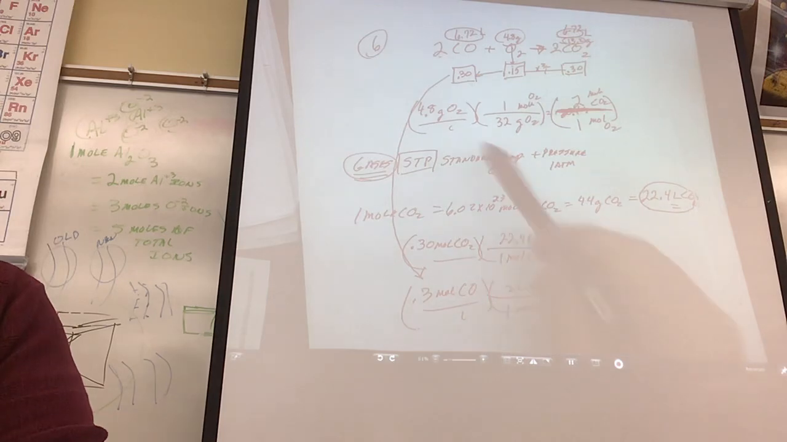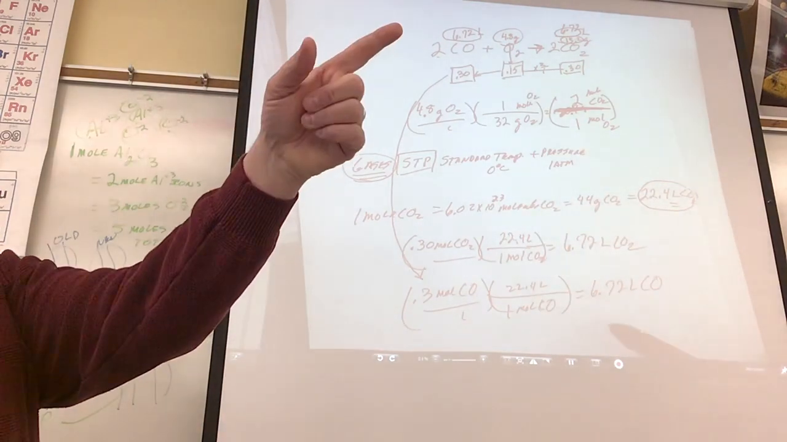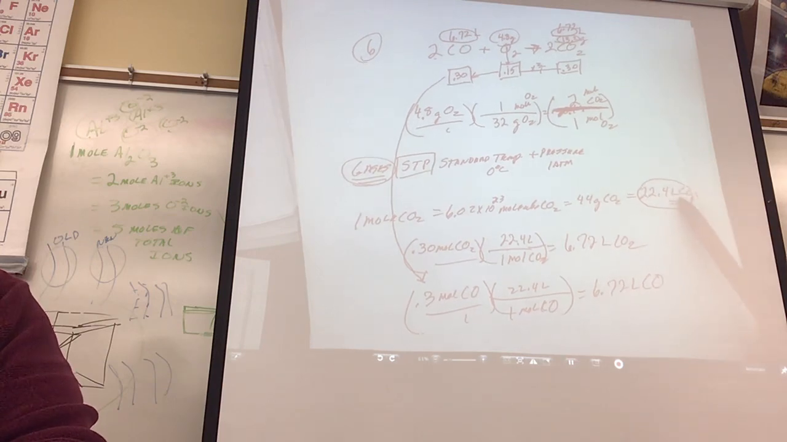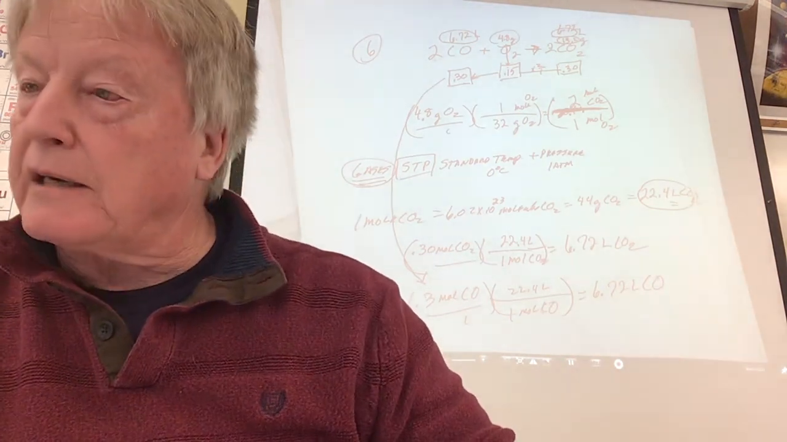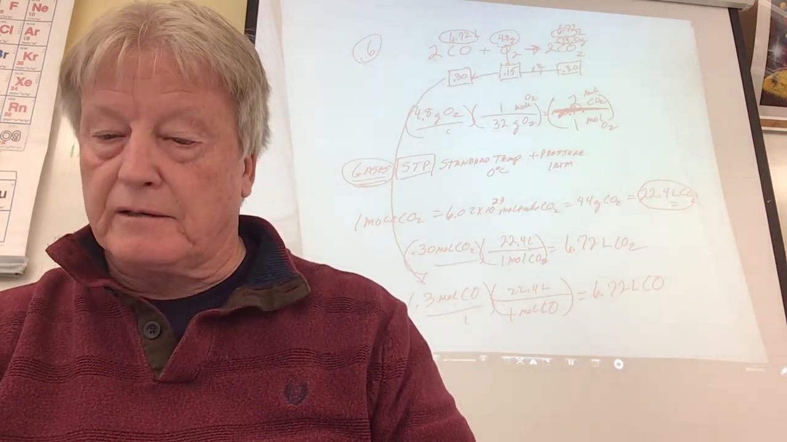Does everybody know how I got this? Yeah. All right. Now, how do you go from moles into liters? Right there, right? Everybody okay on that? So you have a new equivalent if it happens to be a gas. You can't use it unless it's a gas. All right. So number 6, the answer will be 6.72 liters of carbon monoxide. There we go.